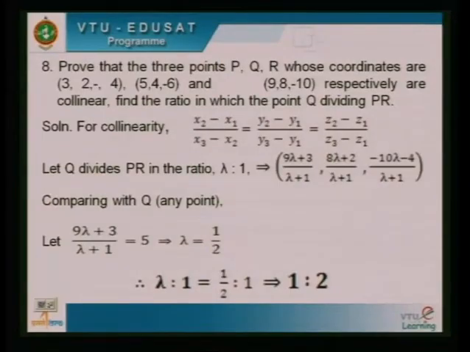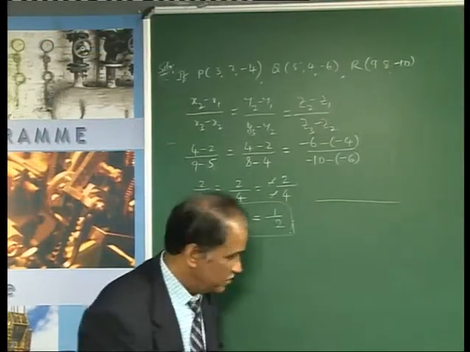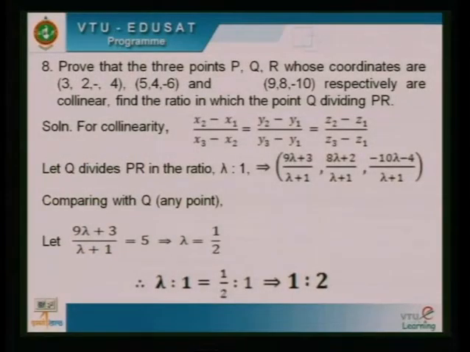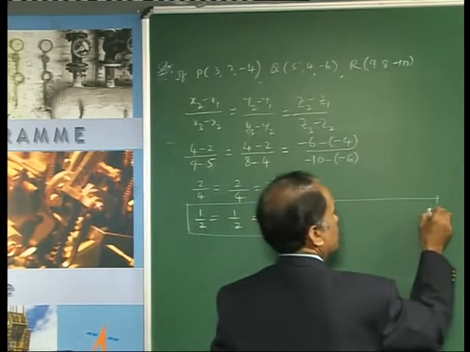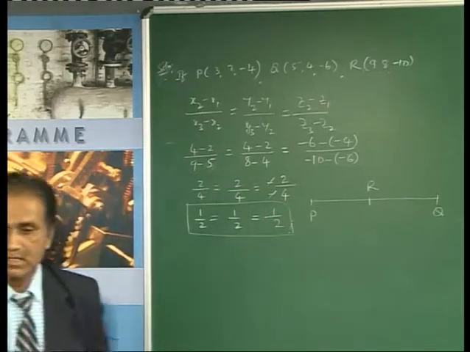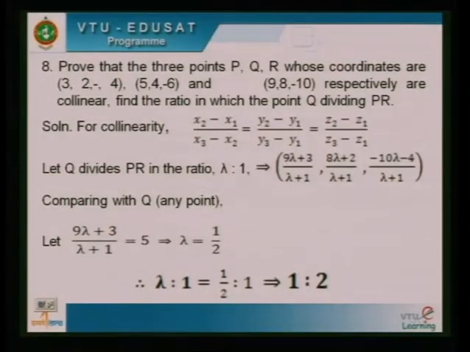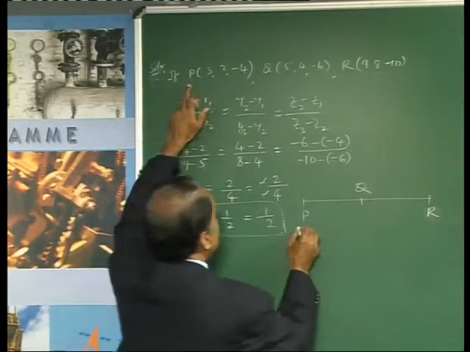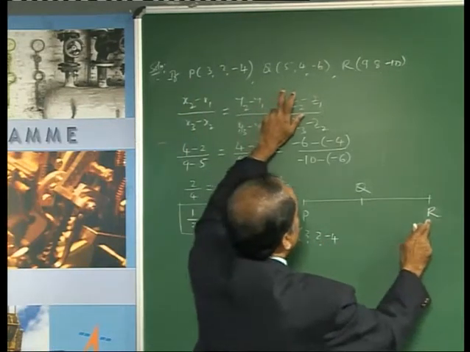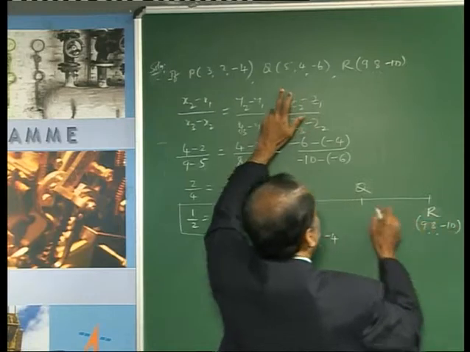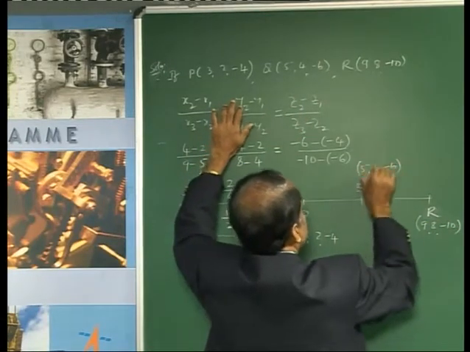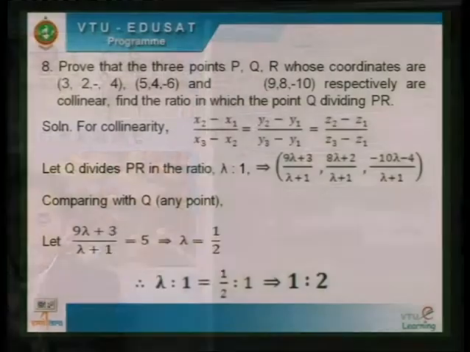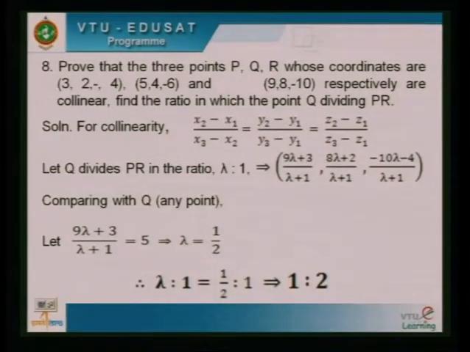Then another one: find the ratio in which the point Q divides the line PR. For example, these three points, that is P, that is Q, that is R. Dividing the line PR, therefore, I have to write here Q, then R according to the statement. Fine, that is P, so that 3, 2, minus 4, and R 9, 8, minus 10, and this one Q is 5, 4, minus 6. Statement says like this, find the ratio in which the point Q divides PR.